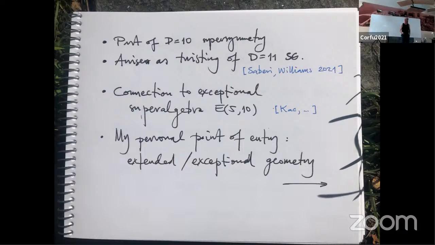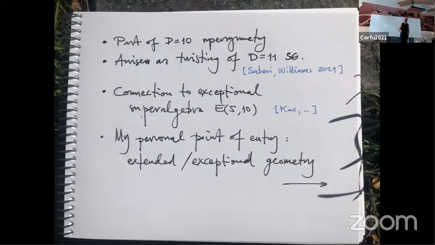There is a connection to a specific exceptional superalgebra that I will describe, described by Kac and others, a so-called exceptional superalgebra. It's infinite dimensional, but it can be realized in terms of vector fields. And there has been some attention to this superalgebra in the mathematics literature.